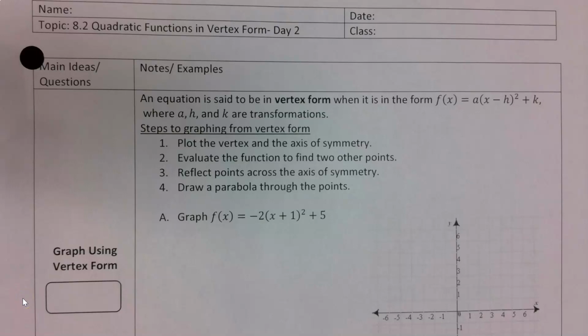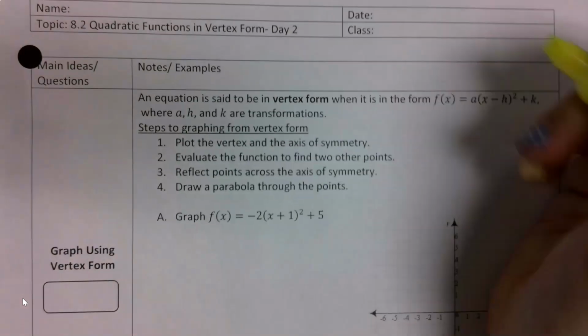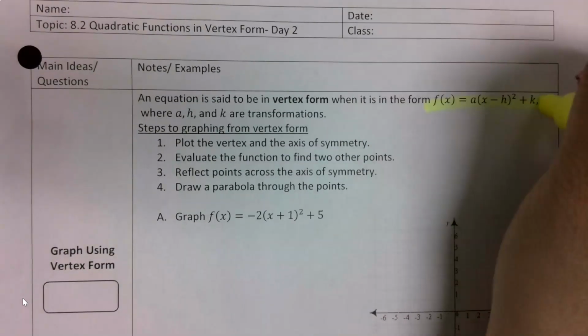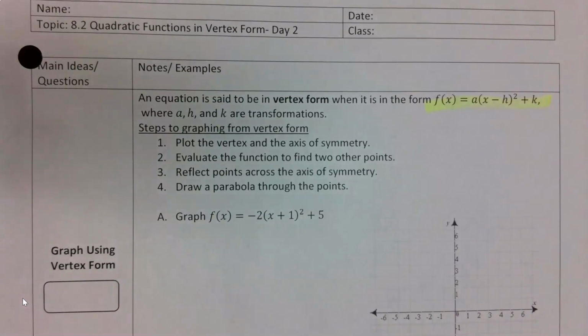Okay, so today we are continuing 8.2, quadratic functions in vertex form. An equation is said to be in vertex form if it is f of x equals a times (x minus h) squared plus k, where a, h, and k are transformations. So we want to go ahead and plot this. Yesterday we were talking about the different transformations. Today we're going to use this to graph.